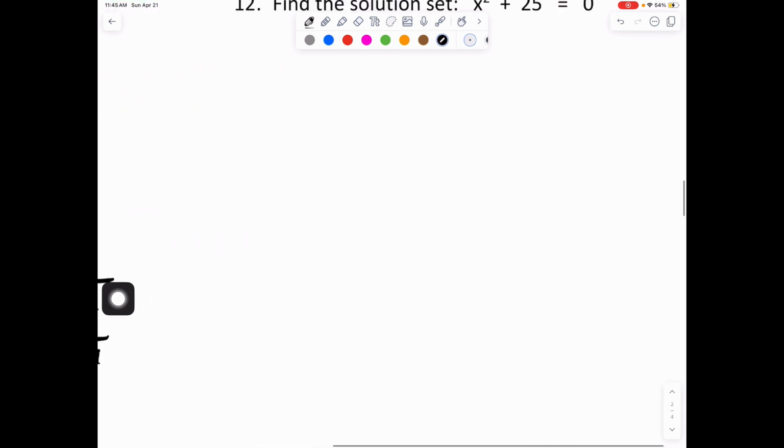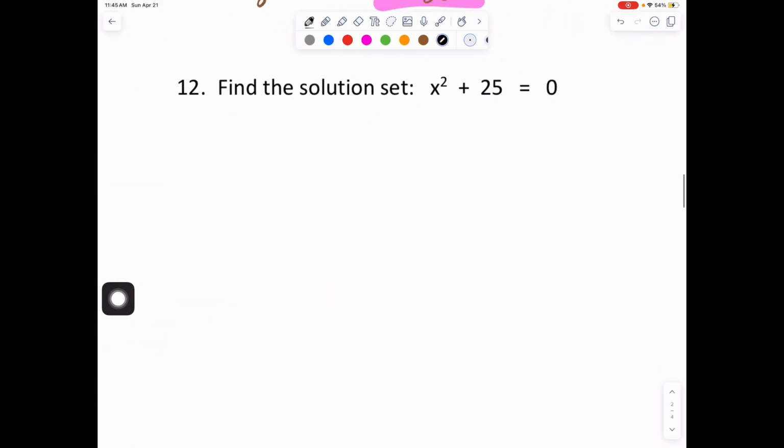Moving forward to number 12, find the solution set: x squared plus 25 equals 0. Let's get x squared by itself. Minus 25, minus 25.